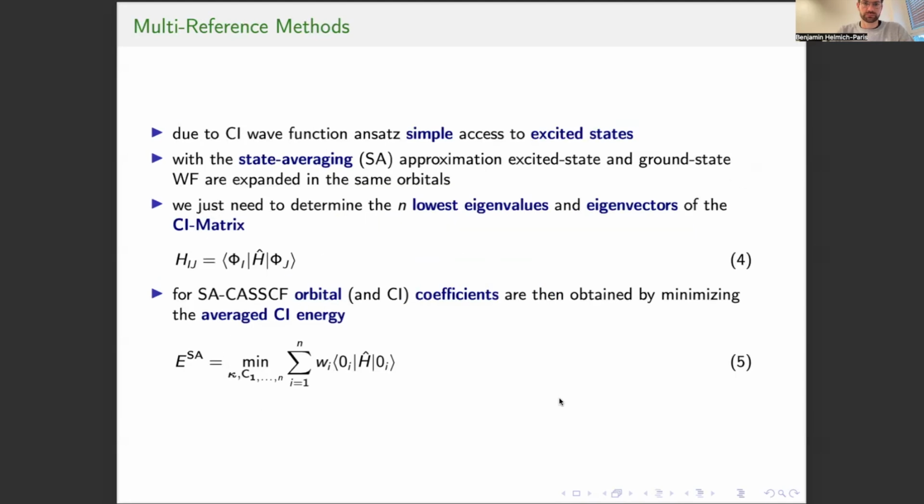One of the advantages of multi-reference methods is that we have very simple access to excited states. With the state averaging approximation, we can treat excited states and ground states at the same time whenever we have the same orbitals. We can obtain the solution very easily by finding the lowest eigenvalues and eigenvectors of the large CI matrix. The state-averaged CASSCF method is then defined by finding optimal orbitals and optimal CI coefficients by minimizing an averaged CI energy. The weights for each of the states are usually fixed.